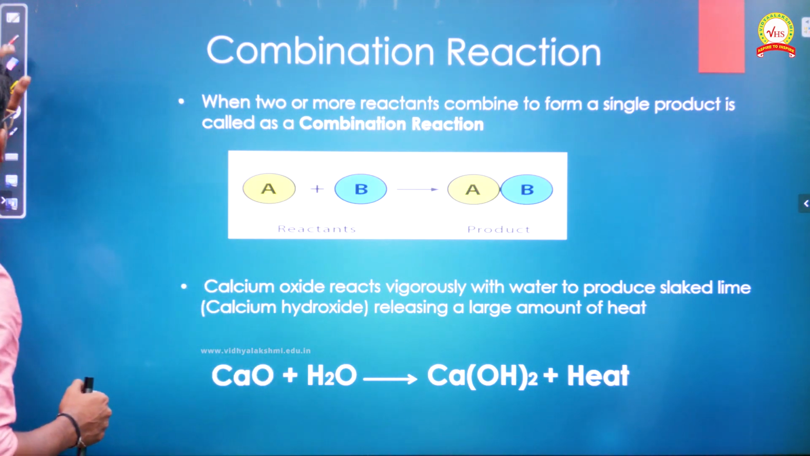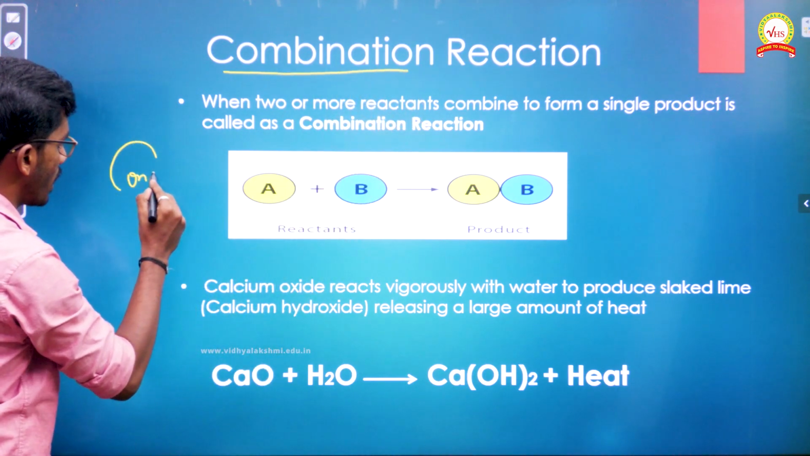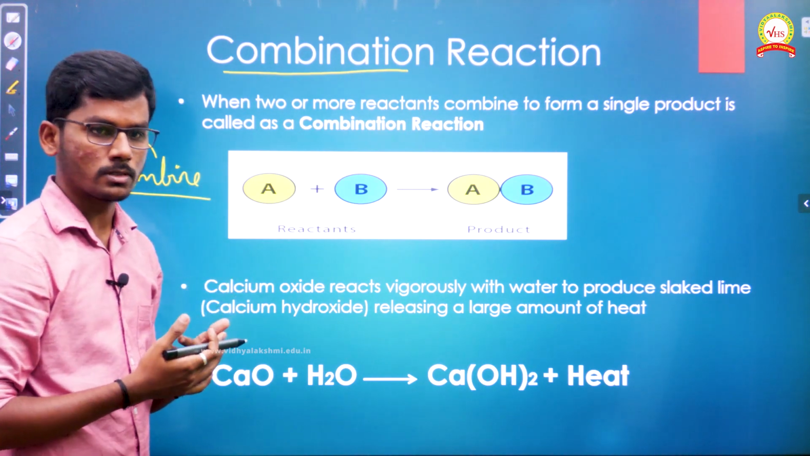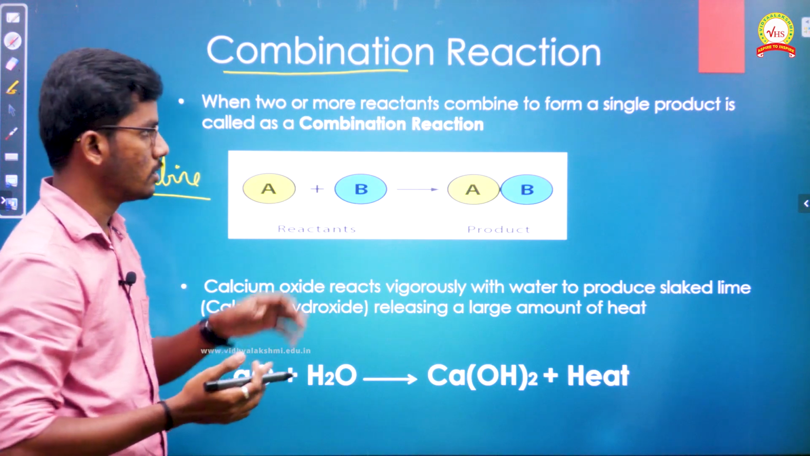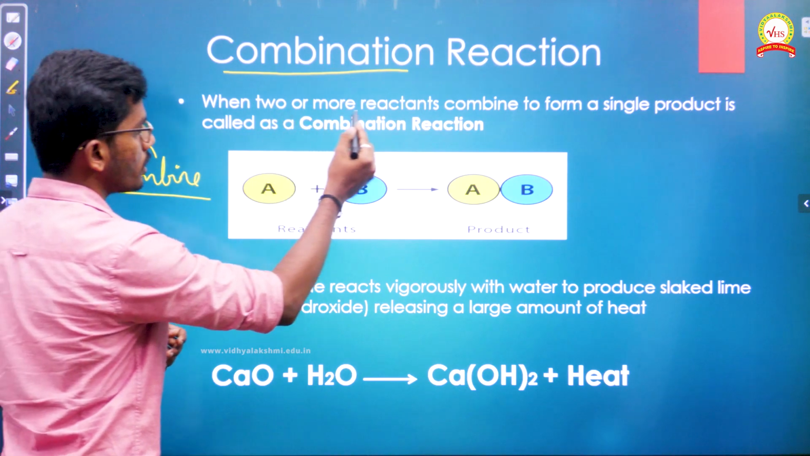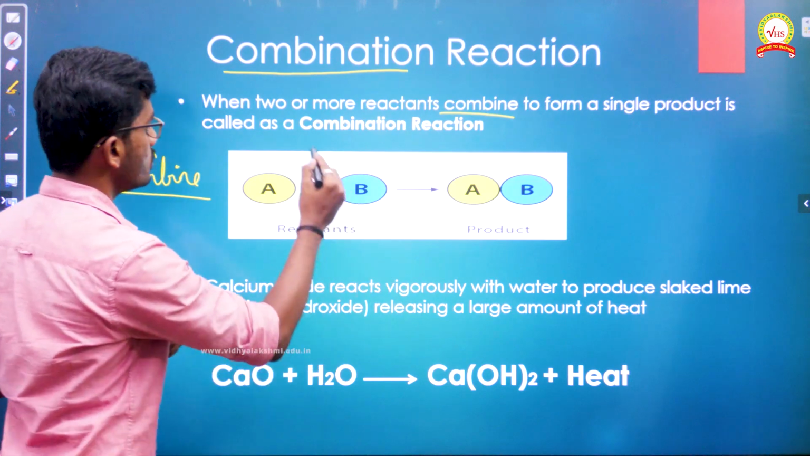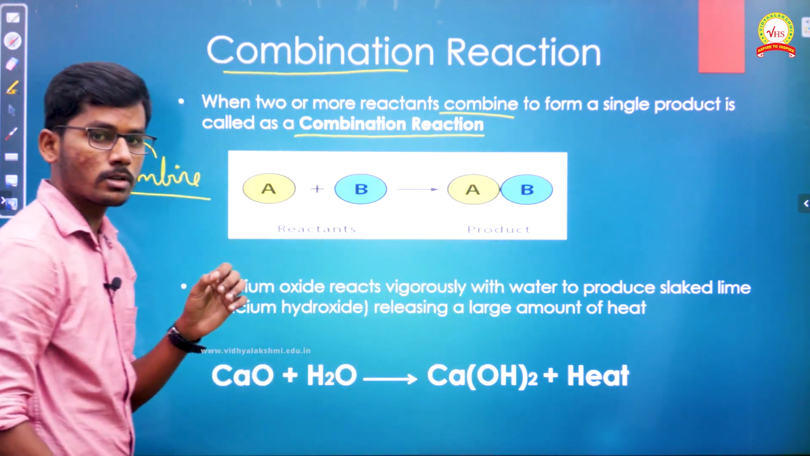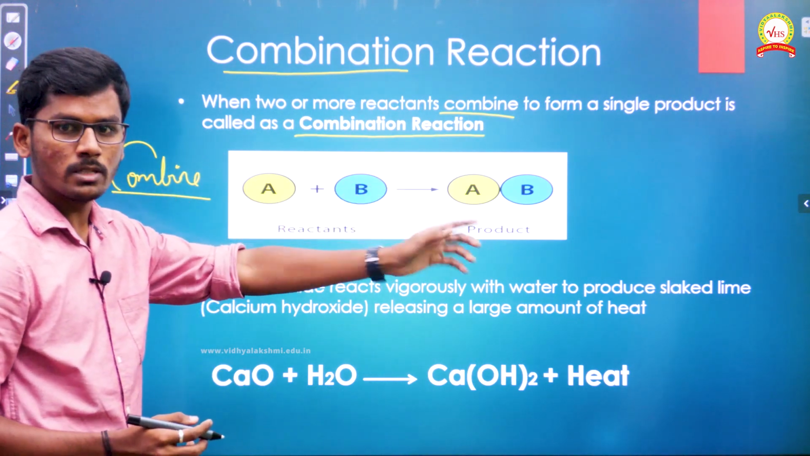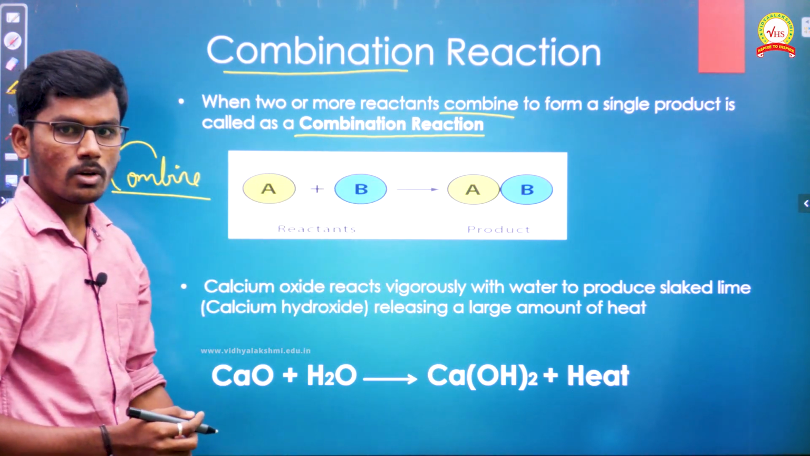You would know the meaning of the word combination, or you can just think of it as combine. Combine means joining two substances or mixing two substances together. With this you would have identified what kind of reaction this is. When two or more reactants combine to form a single product, it is called a combination reaction. It can involve any number of reactants, but the product formed will be just a single, new product. This is the condition involved in combination reaction.